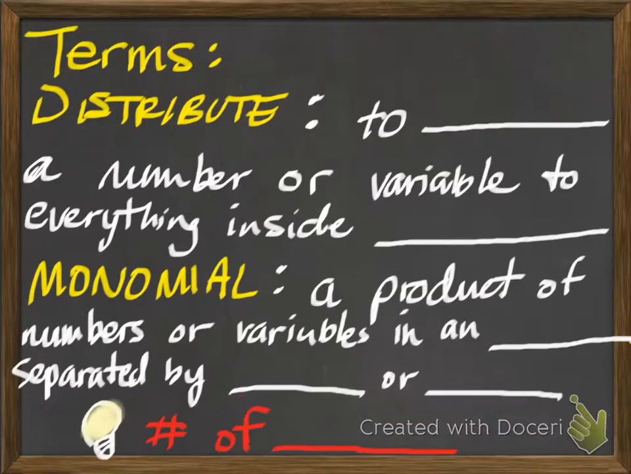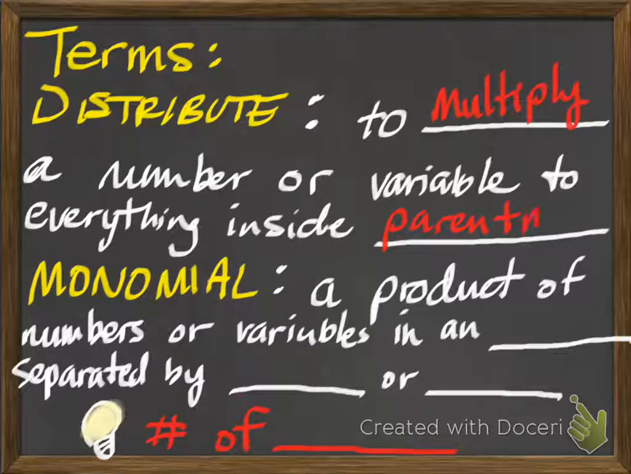Let's get started. If we're going to talk about the distributive property, we need to think about what it means to distribute. That means to multiply a number or variable to everything inside parentheses. There'll be a number or variable outside of parentheses, and you'll put it inside. You'll multiply that to everything inside.